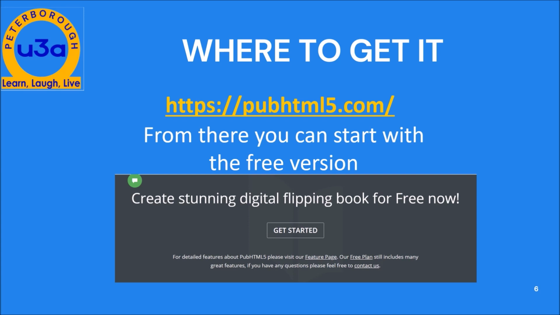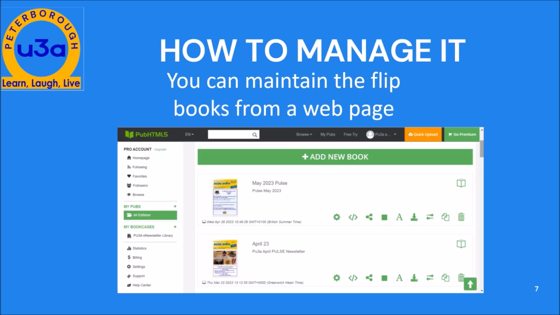If you are interested enough, then let's look at where to get pub.html5 from. If you go to this URL, https://pub.html5.com/ you can view all of the benefits of the facility. If you scroll to the bottom of the page, assuming you are impressed, there is a link to sign up for the free version, if you want to try it out.